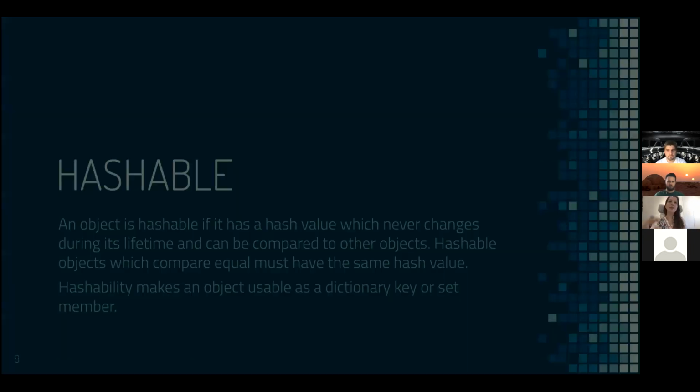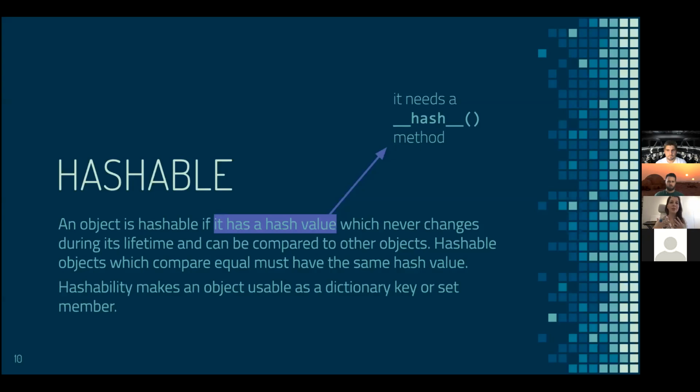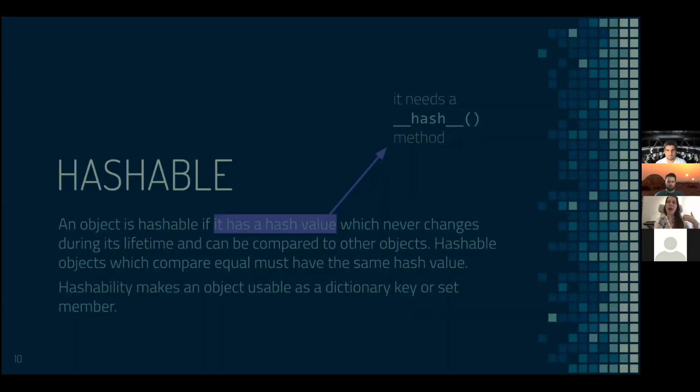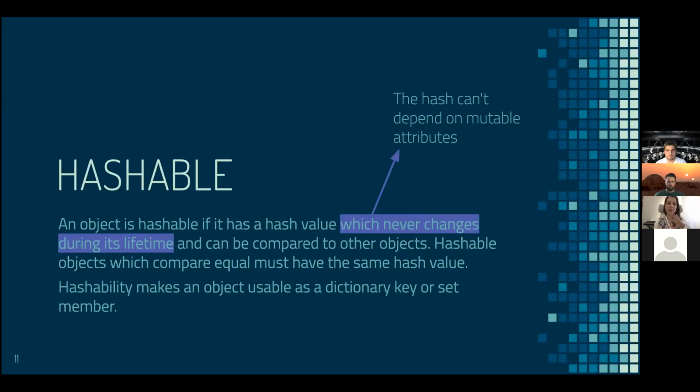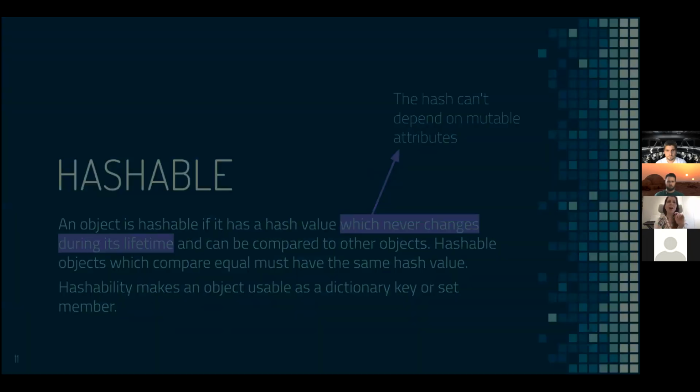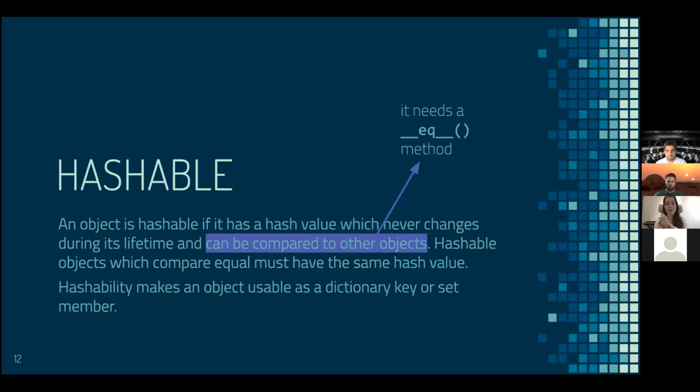And if we digest this definition a bit more, it has a hash value means that it needs to have a dunder hash method defined, and that which never changes during the lifetime is talking about mutability. It doesn't depend on mutable attributes. And can be compared to other objects is talking about having a dunder eq method.